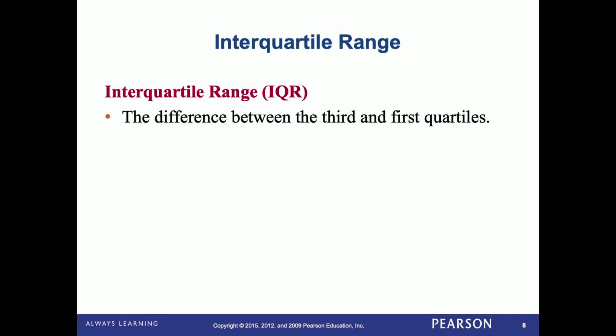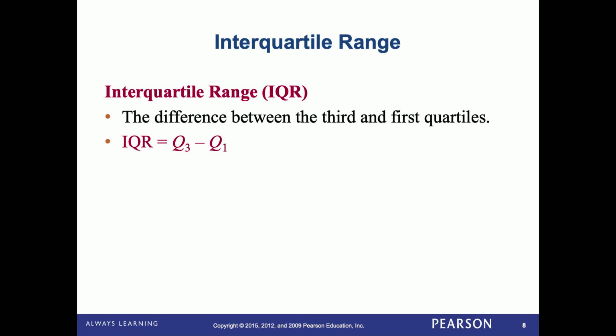Now let's talk about the interquartile range. The interquartile range is the difference between the third and the first quartiles. So you first need to calculate quartile 1, 2, and 3. Then you can use quartile 3 and quartile 1 to determine the interquartile range.